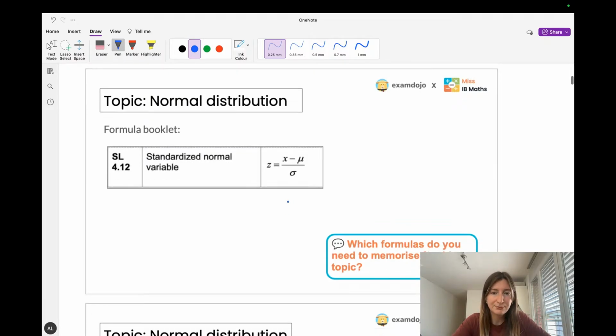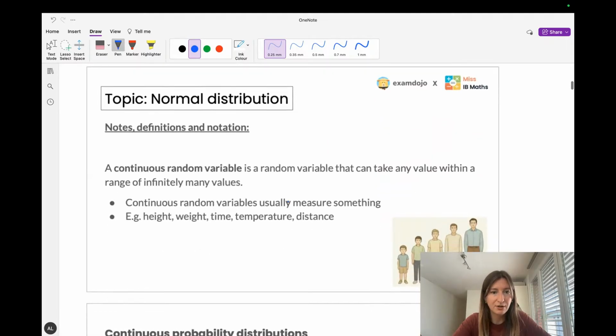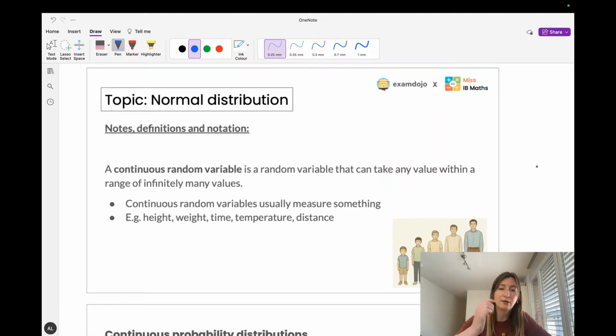So that's quite nice. All right, so start with a continuous random variable. It is a variable that can take any value within a range of infinitely many values. Continuous random variables usually measure something. So like we were saying, there's a unit of measurement attached to it: height in, let's say, centimeters, weight in kgs, time in seconds, temperature in degrees Celsius, or distance in kilometers. You know it's a continuous variable if you can attach a unit of measurement to it.